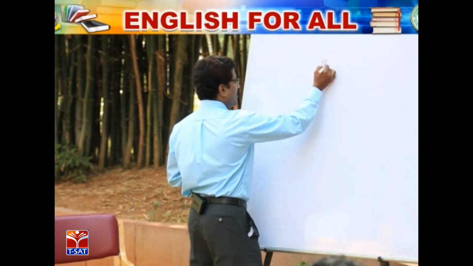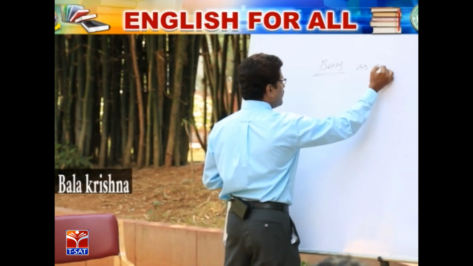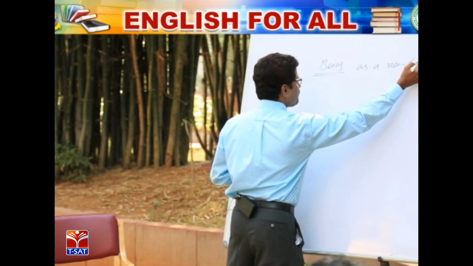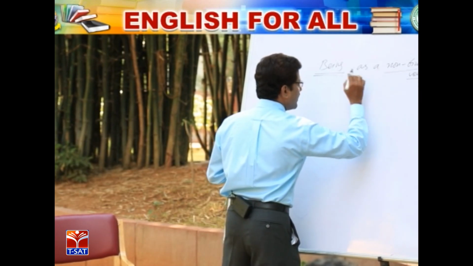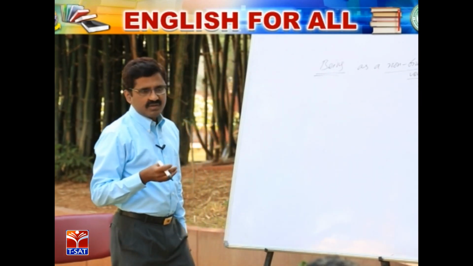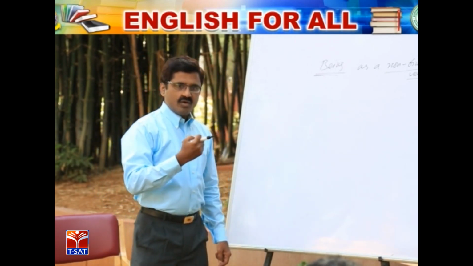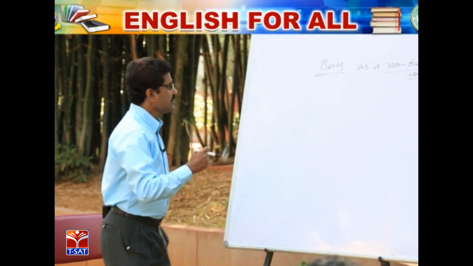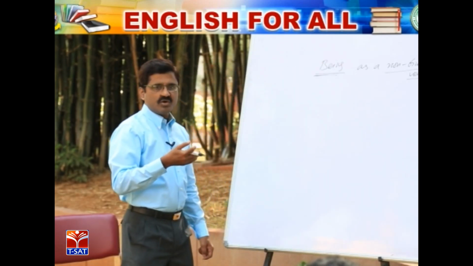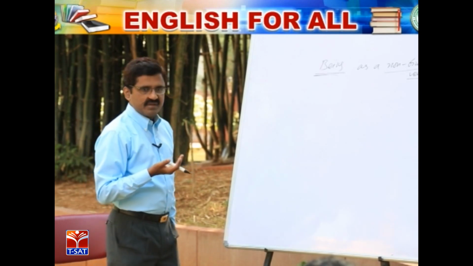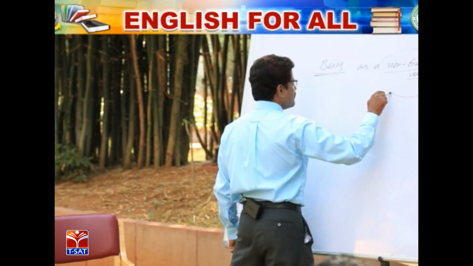Today we shall learn about a word called being as a non-finite verb. Non-finite verb means a verb which does not have any tense. Normally a verb has a present tense or past tense or future tense. But being is a verb which does not have any permanent tense of its own. It does not indicate present or past or future. That's why we call it a non-finite verb.